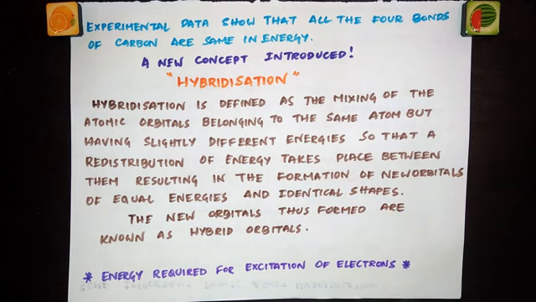Before undergoing this mixing process, we have 4 different orbitals having slightly different energies. But after hybridization, all the 4 orbitals are going to have equal energies and identical shapes. This mixing of orbitals to form new orbitals is called hybridization, and the new orbitals formed are known as hybrid orbitals. You can have an easy example to understand this.